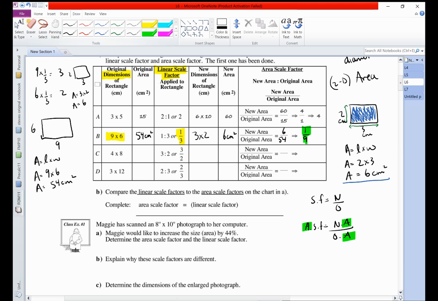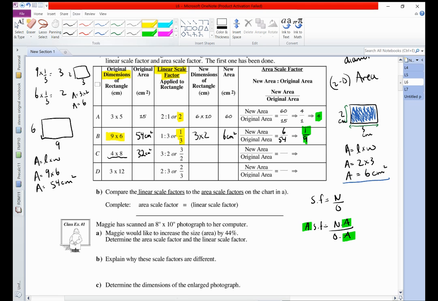In the example above, our linear scale factor was 2, and our area scale factor was 4. So we're looking for a relationship here, some sort of link, because it's going to help us in the future. Let's do one more. We have a 4 by 8 rectangle. To find the area, we simply do 4 times 8 because it's length times width. That gives us an area of 32 centimeters squared.